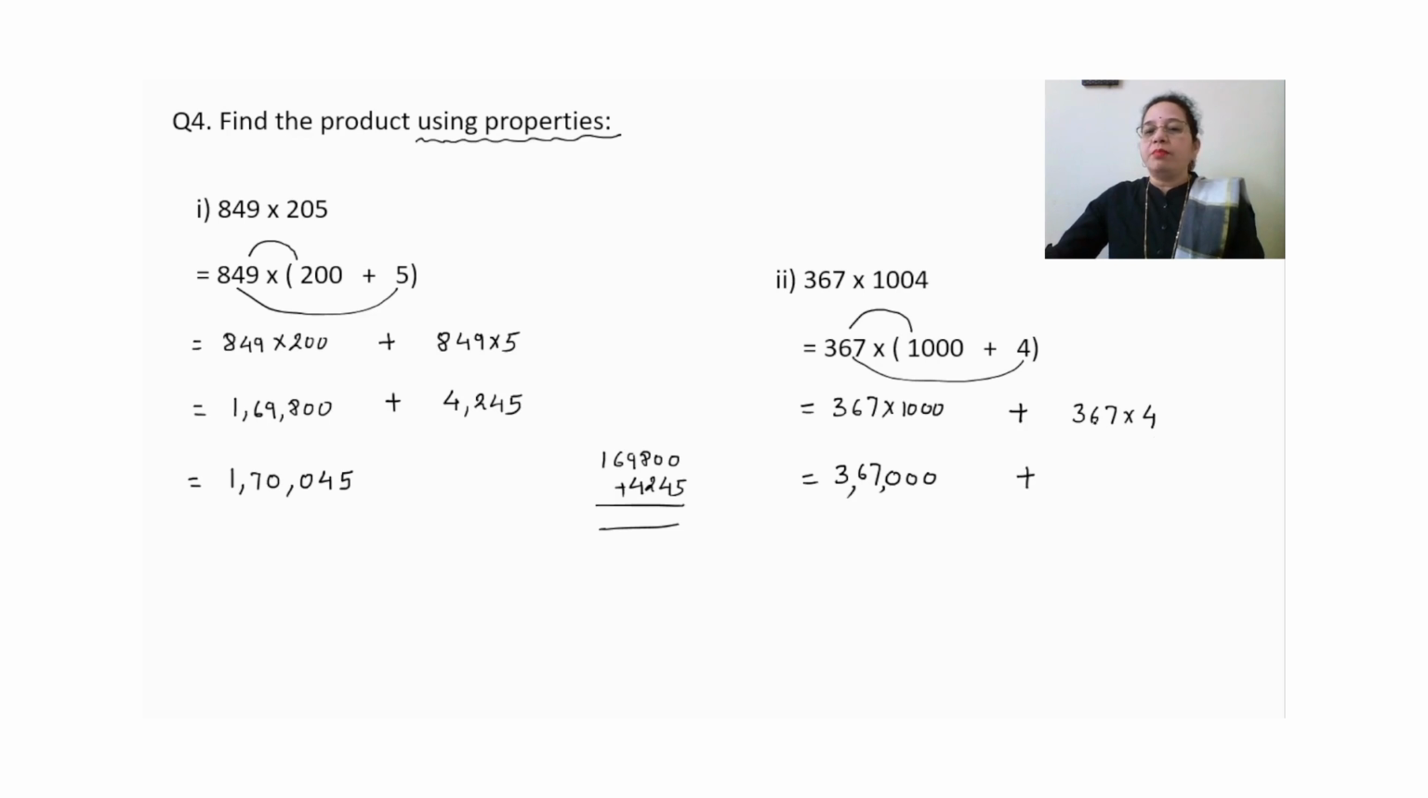And now multiply by 4, 367 into 4. So your answer will be 1,468. You can do direct multiplication and write down here, or write in rough column. Now at last you need to add these two numbers, so your answer will be 3,68,468.